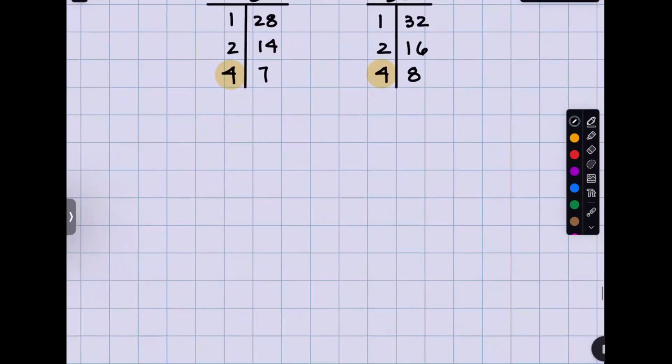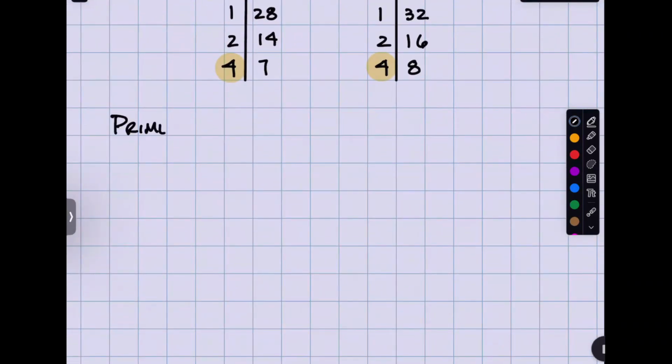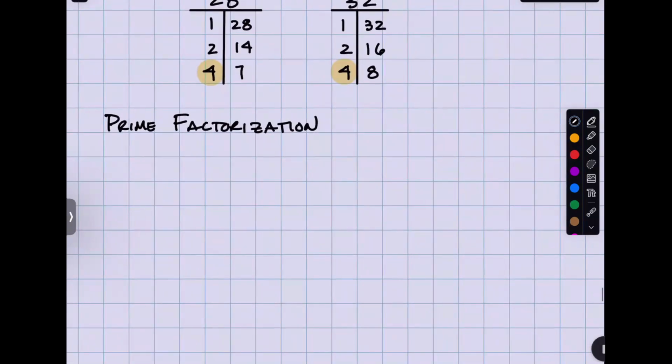Do we know what the word prime factorization means? Anybody remember that word?